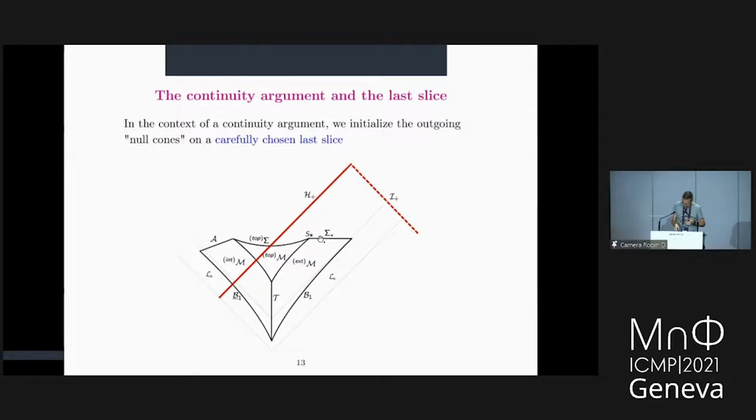OK, so now I'd like to say that even though it's called a last slice, which is the common terminology that comes from the proof of stability of Minkowski, it is in fact a kind of first slice, in the sense that this is the slice that rigidifies my spacetime. Because once I have chosen this sigma star, that initializes my outgoing light cones. So I go down like this. And then from my outgoing light cones, I can initialize my ingoing light cones. I go inside here. And I have covered my whole spacetime.